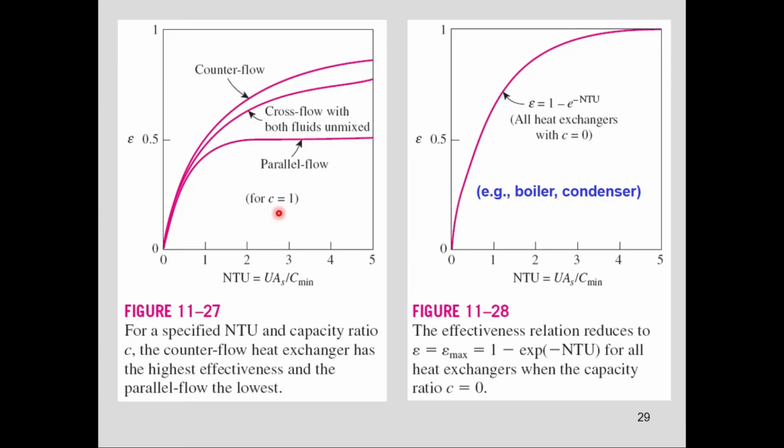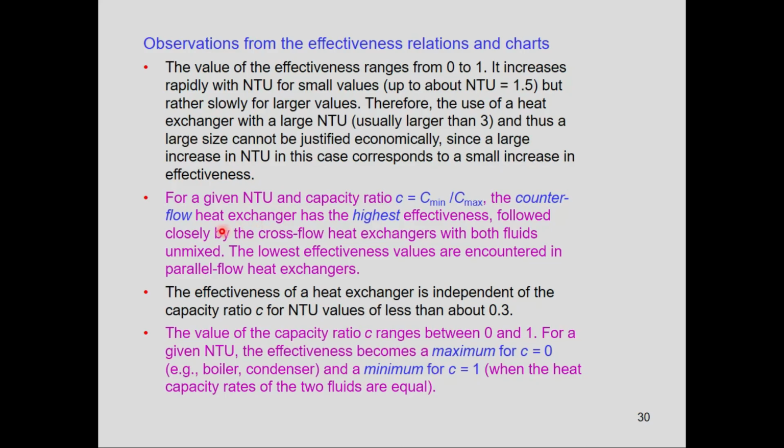I will explain these two graphs with the help of the second point. For a given NTU value and capacity ratio value, the counter flow heat exchanger has the highest effectiveness, followed closely by the cross flow heat exchanger with both fluids unmixed, and then the lowest effectiveness values are encountered in the parallel flow heat exchanger. So this point is saying that if you have a fixed value of NTU and a fixed value of capacity ratio, and we compare the different flow arrangements, the maximum effectiveness would be for the counter current flow.